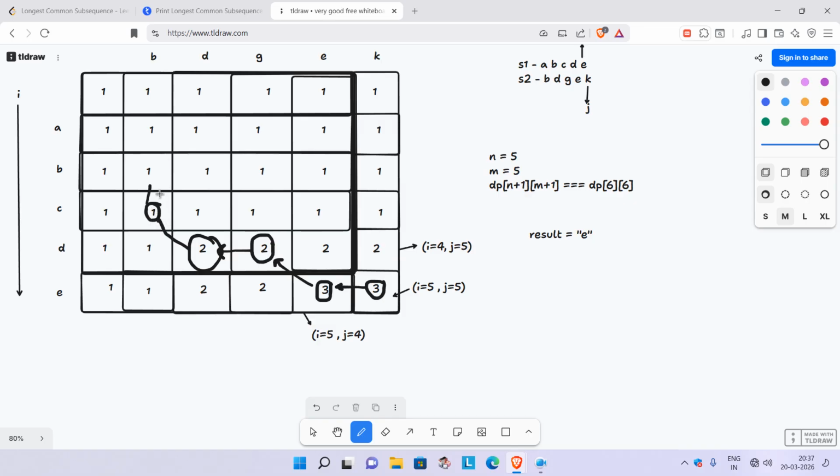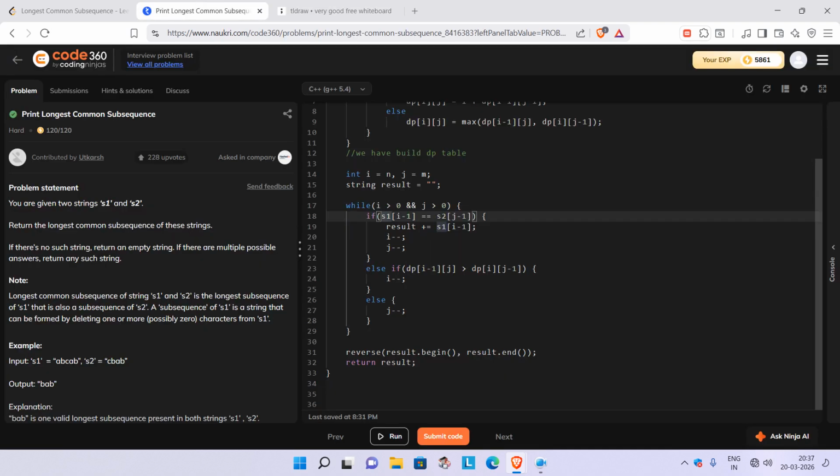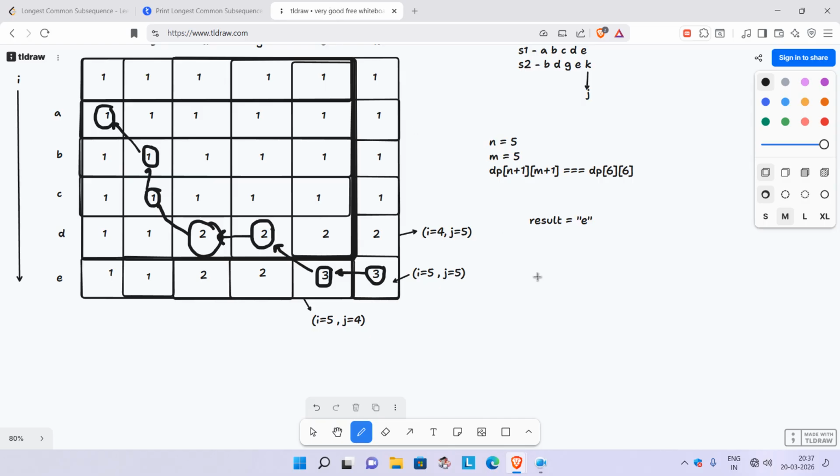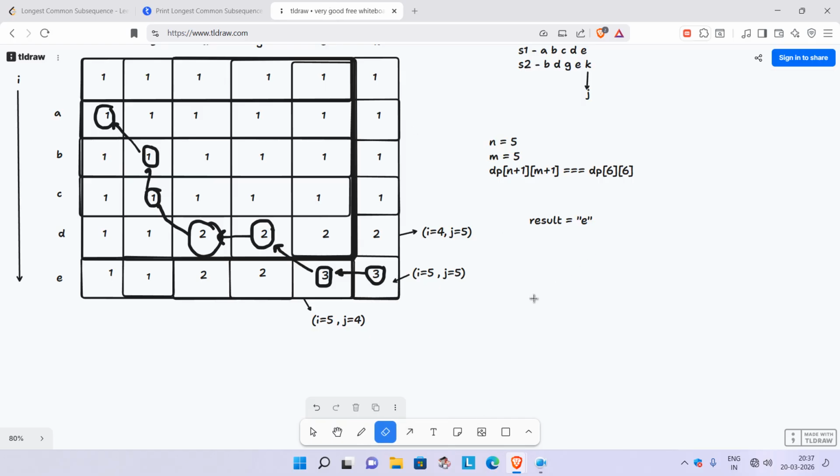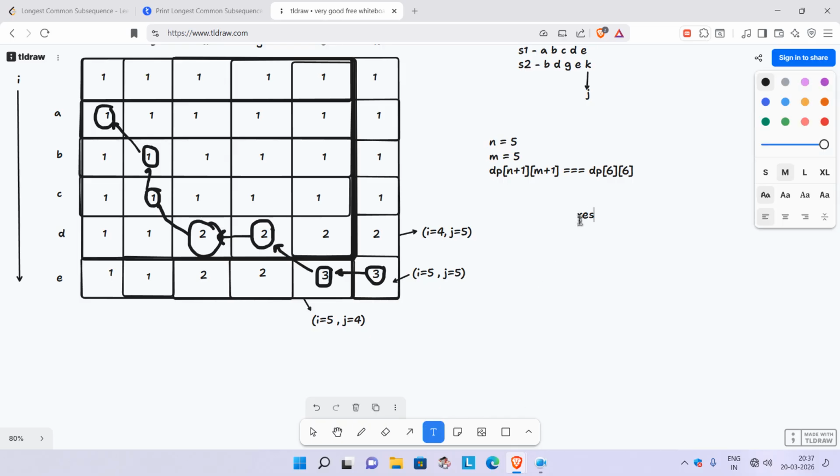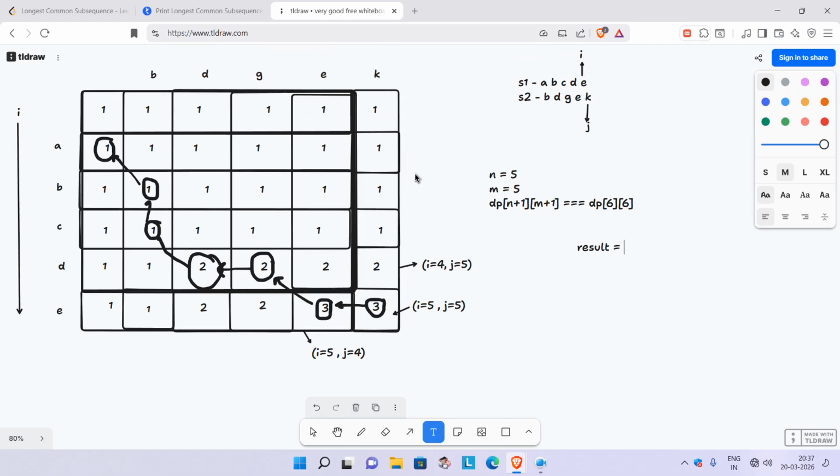So let's say it goes in this direction. If it arrives at this position, now these are the same, so again it moves diagonally, and now since i becomes 0, it exits this loop. If I have to write this in our result, first I have to take this E, and then after it we have to add this D, then after it we have to add this B.